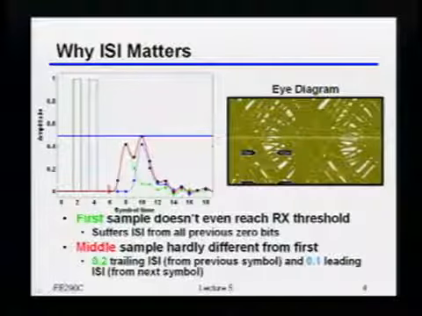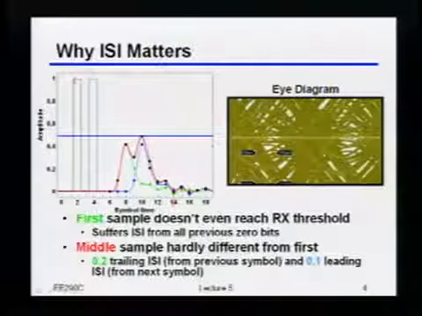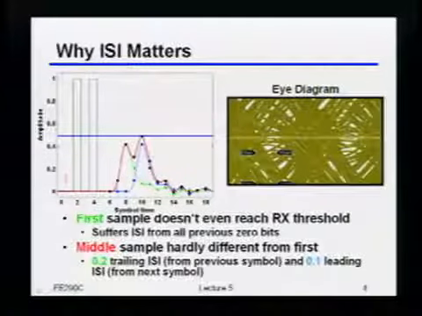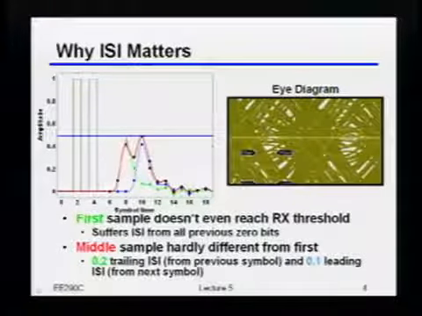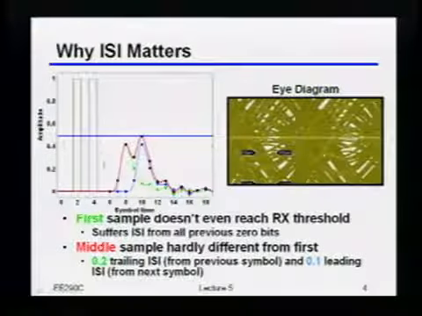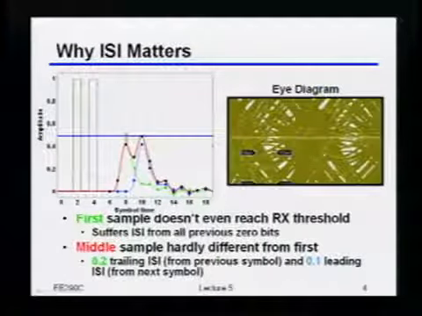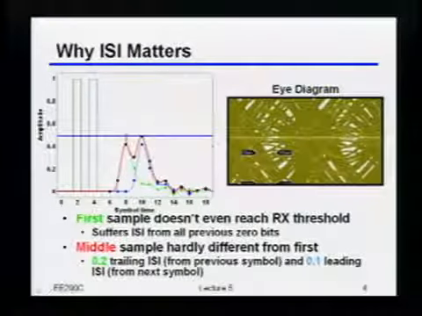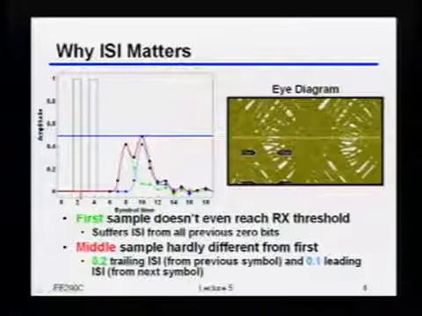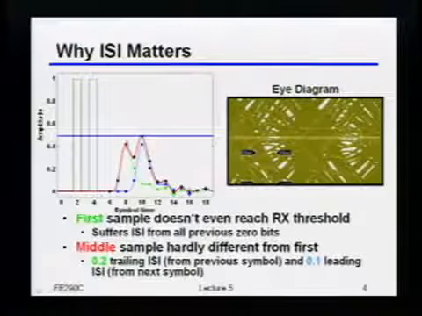Okay? So what you can see is that this green trace right here is the first sample associated with this first 1. Because I have so much loss in this channel, that first sample doesn't even get up to my receiver's threshold. If you think about it, my receiver's threshold would have to be at about a half here. So that first sample, because the loss is so large, doesn't make it all the way up there. Another way of saying that is that the so-called inter-symbol interference, or ISI, from all of the previous 0 bits has added up and stopped this first sample from getting all the way above the threshold. Okay?